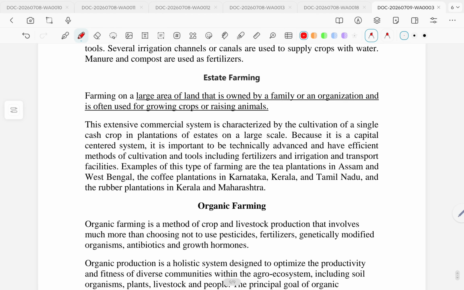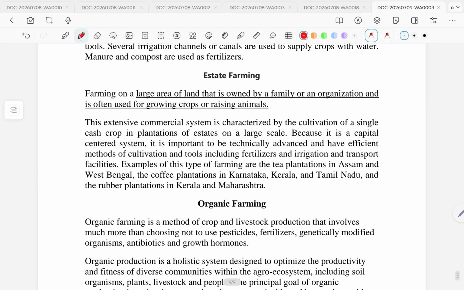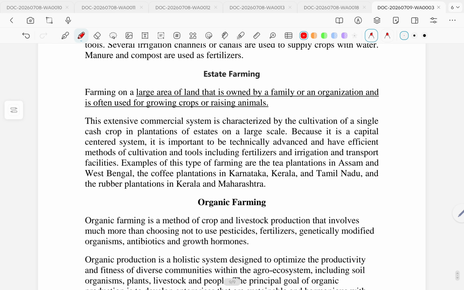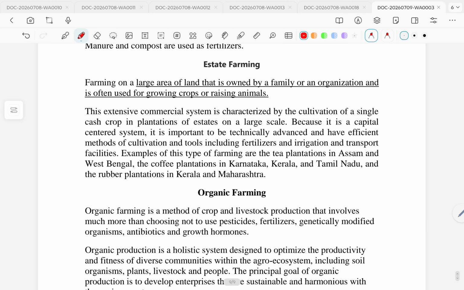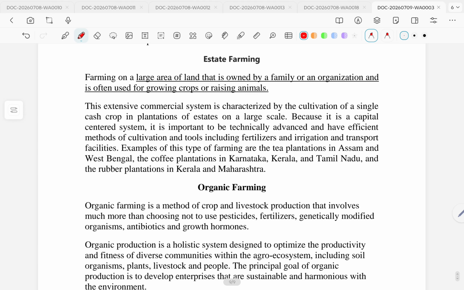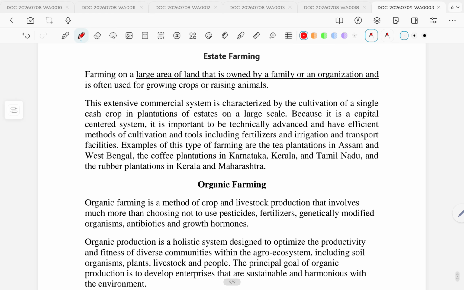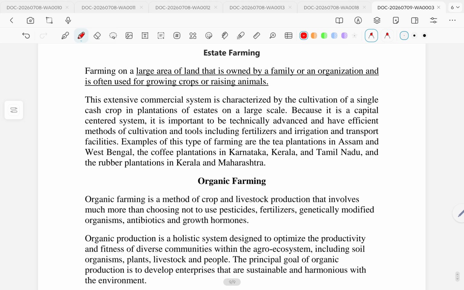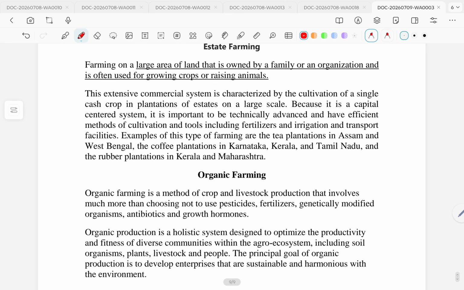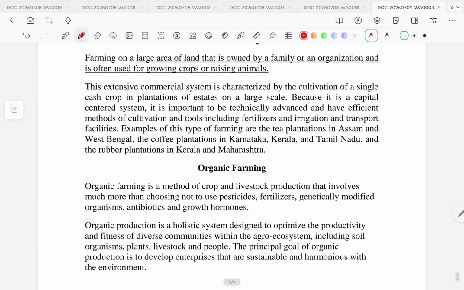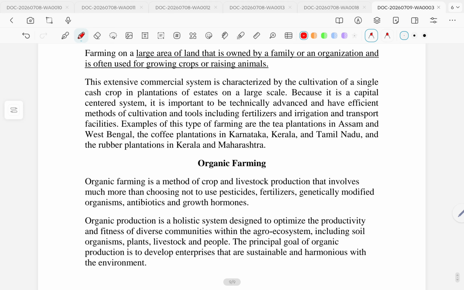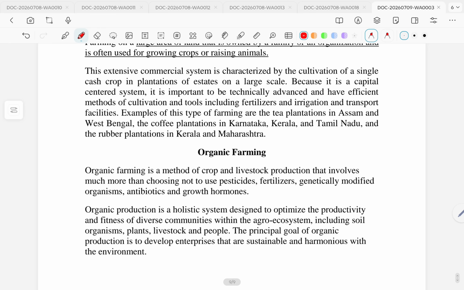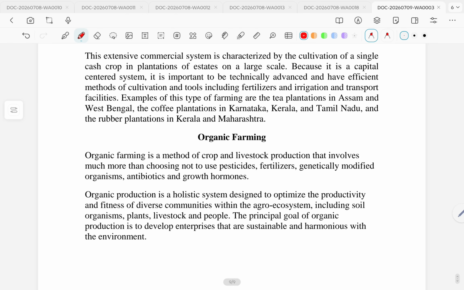Estate farming. Farming on a large area of land that is owned by a family or an organization and is often used for growing crops or raising animals. This extensive commercial system is characterized by the cultivation of a single cash crop in a plantation or estate on a large scale. Because it is a capital-centered system, it is important to be technically advanced and have efficient methods of cultivation and tools, including fertilizer, irrigation, and transport facilities. Examples of this type of farming are the tea plantations in Assam and West Bengal, the coffee plantations in Karnataka, Kerala and Tamil Nadu, and the rubber plantations in Kerala and Maharashtra.